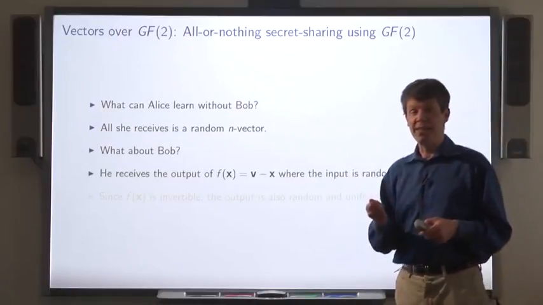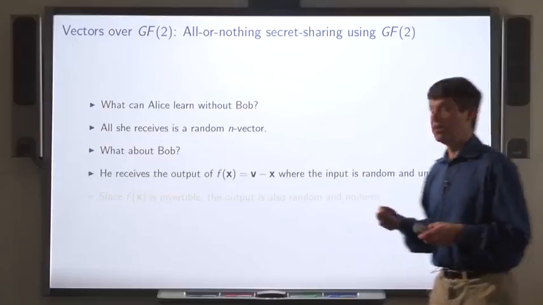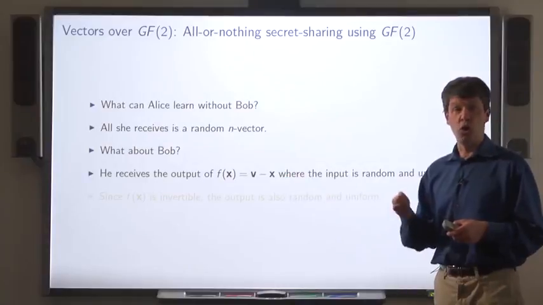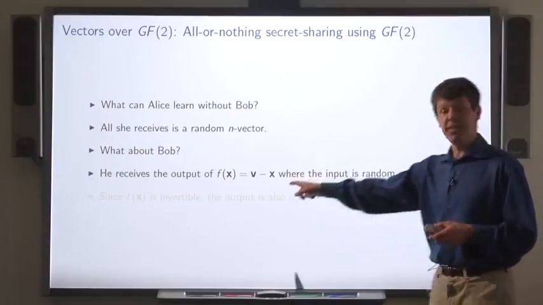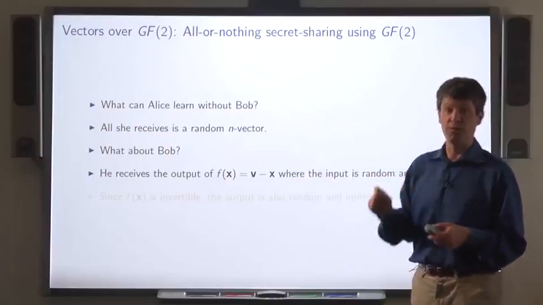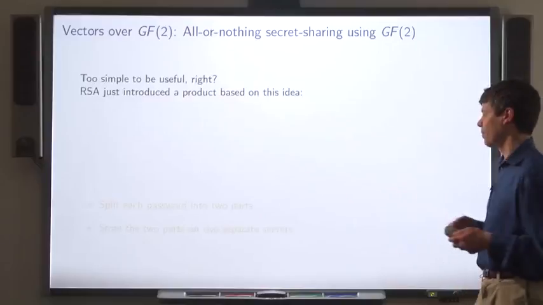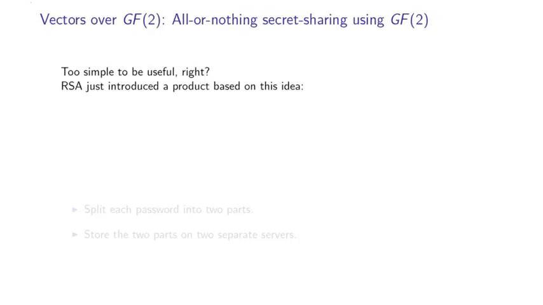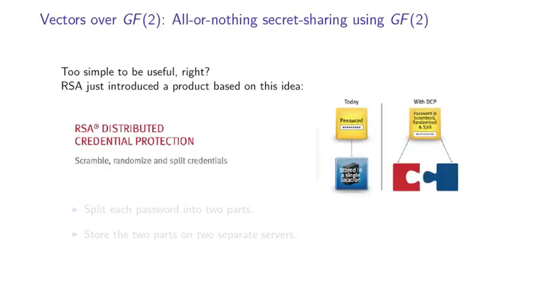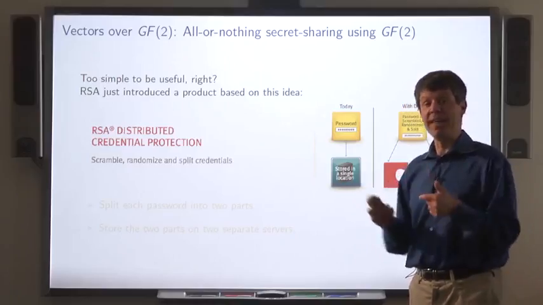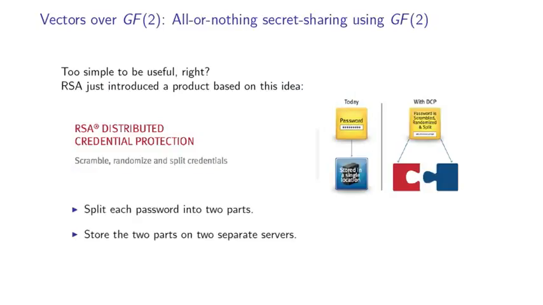The part he receives is the output of a function f of x equals v minus x, where the input is chosen according to the uniform distribution. Since this function is invertible, the output is also distributed according to the uniform distribution. So he learns nothing. Now, seems like a really simple trick, but RSA just introduced a product based exactly on this idea. Their product splits a password using essentially the technique we just showed so that it can be stored on two separate servers, making it more secure.